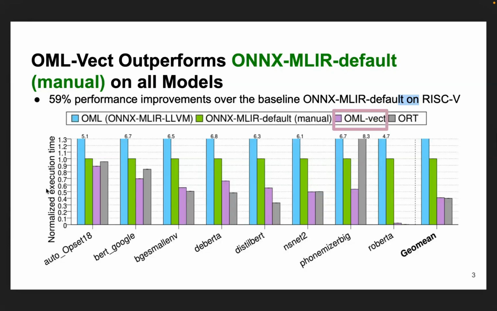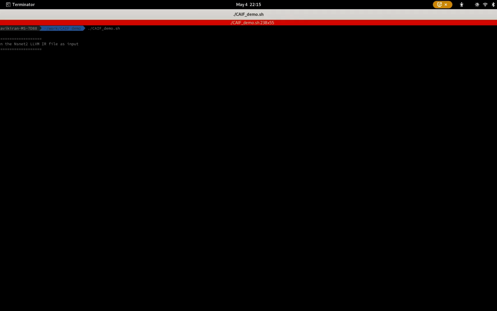Next, we present our results for other wide range of models, including transformer models. OML vect was able to outperform ONNX MLIR default manual on all models, and on average, we get 59% performance improvements. And on average, we are able to match the performance of ONNX runtime ORT, which contains handwritten manually optimized code.